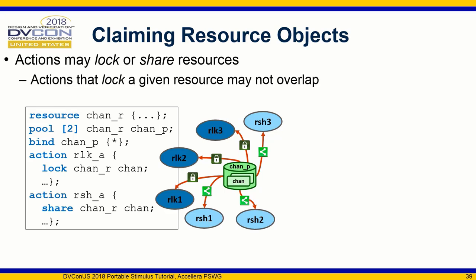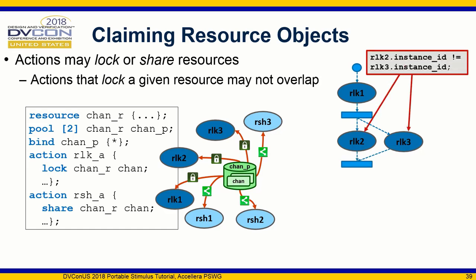Well, any 2 actions that lock a given resource cannot overlap. They have to operate sequentially. Okay, that's just the rule. So if I do rlock1 and rlock2, they have to happen sequentially. I can have 2 actions that lock a resource happen concurrently, but they have to be locking different resources. So each resource has built into it a field called instance ID, which is unique for the given pool. Okay, so in this case, I have 2 channels. One is ID 0, one is ID 1.